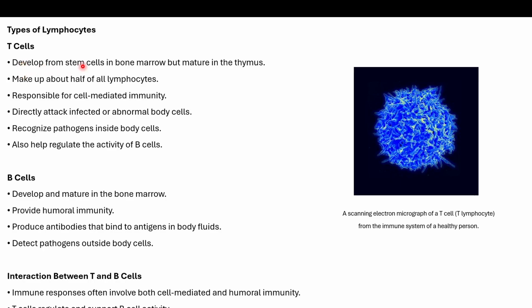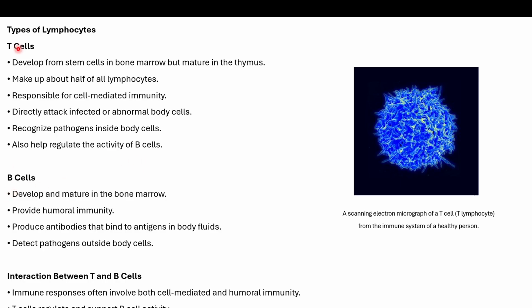T cells develop from the stem cells in bone marrow but mature in the thymus, and they make up about half of all the lymphocytes found in our body. T cells and B cells comprise cell-mediated immunity, where they directly attack the infected or abnormal body cells. They recognize pathogens inside the body cells and help regulate the activity of B cells as well.